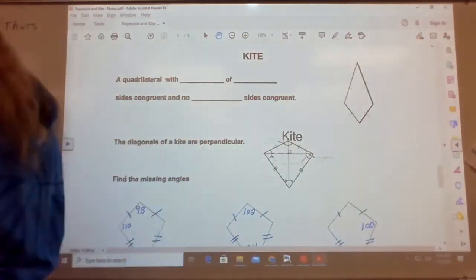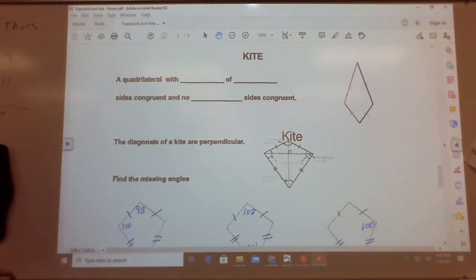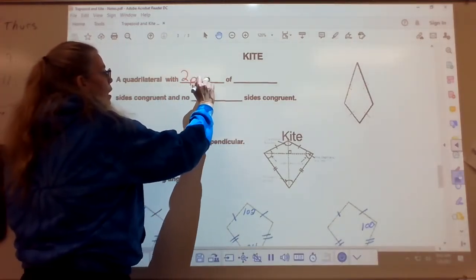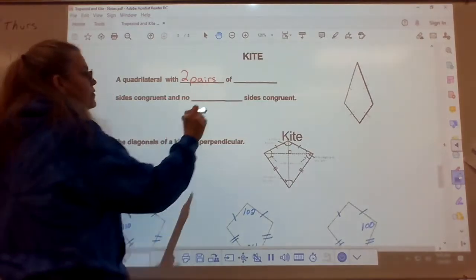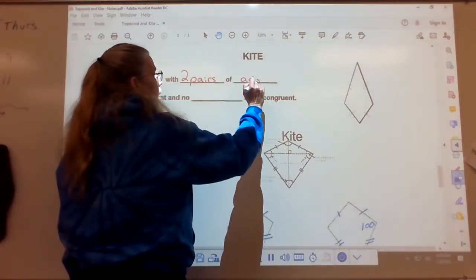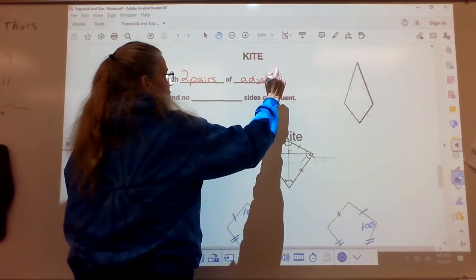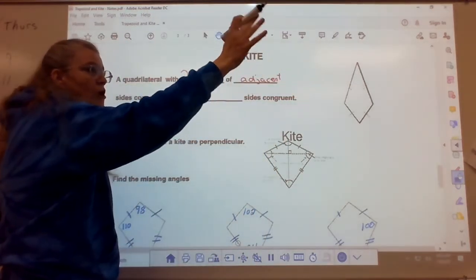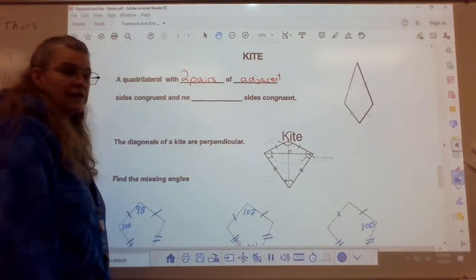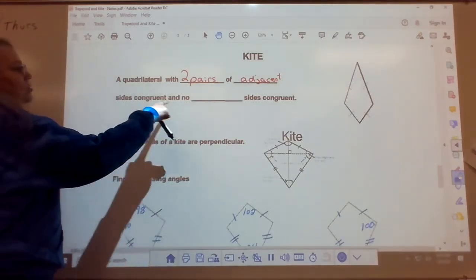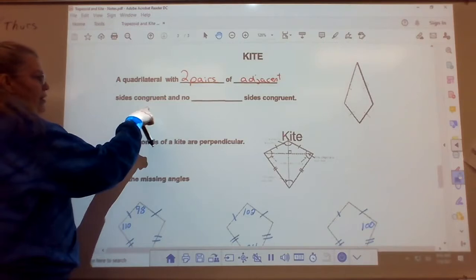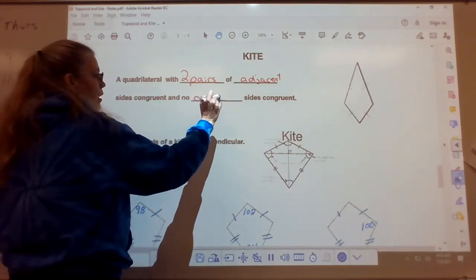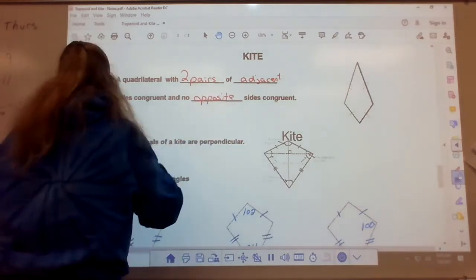So a kite. Our kite is a quadrilateral with 2 pairs of adjacent. Remember, adjacent means next door. I'm next door to Ace's room because I share. Adjacent's next door. So adjacent sides congruent and no opposite sides congruent.